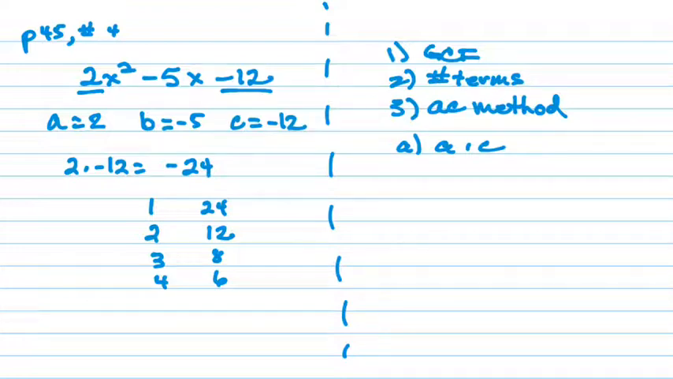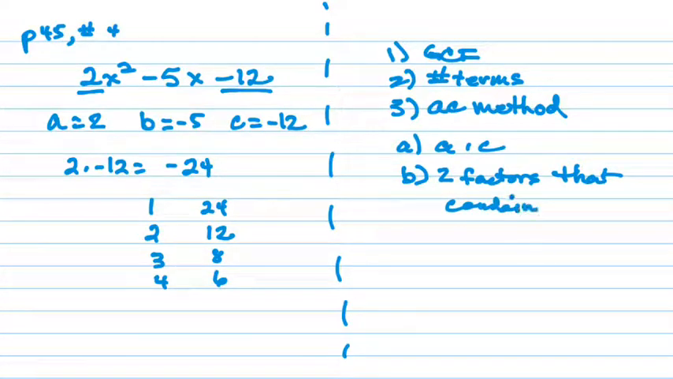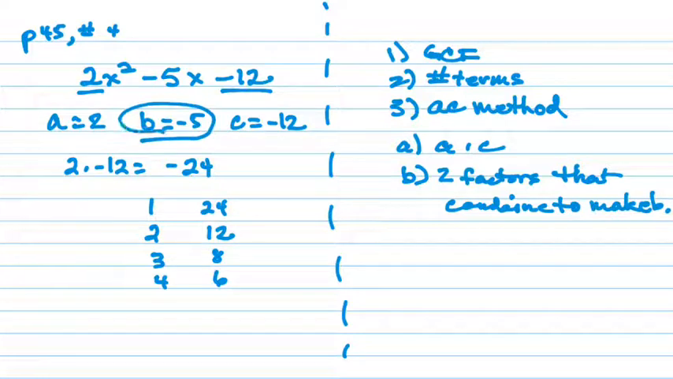Are we good? Now I need to find the 2 factors that combine to make negative 5, to make B, and watch those signs. I said add them, subtract them, and watch your signs. Follow along with me. If you add 1 and 24, you get 25. Is that what I'm looking for? No. If you subtract them, they make 23. Is that what I'm looking for? No. So that combination isn't going to work.